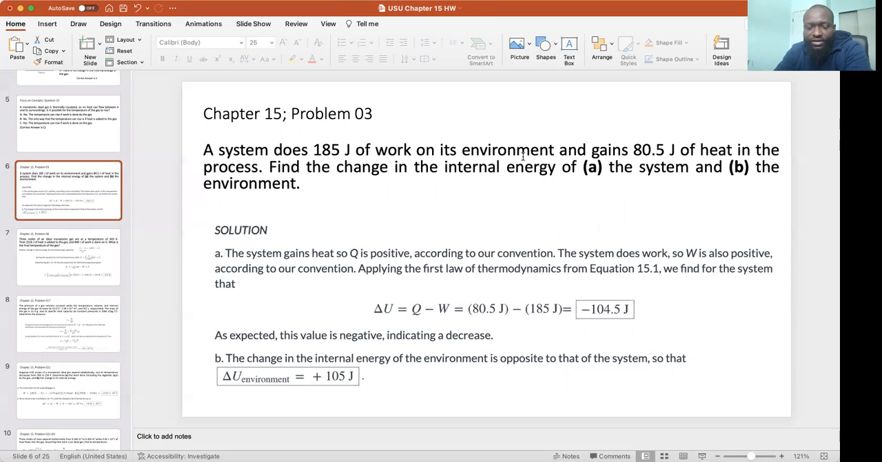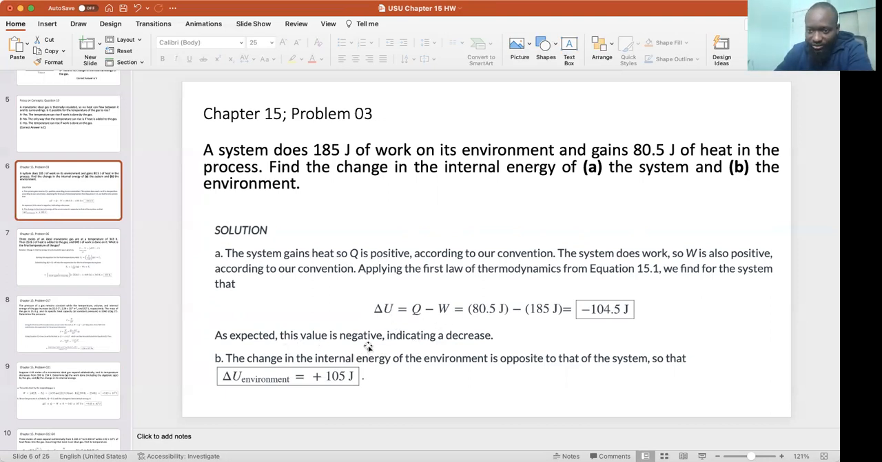Then chapter 15, problem 03 says a system does 185 joules of work on its environment and gains 80.5 joules of heat in the process. So we have our convention that Q is positive, the system does work, so W is also positive according to our convention. Applying the first law of thermodynamics, delta U is Q minus W. I'm going to have Q 80.5 joules minus W, 185, and you get minus 104.5 joules. So indicating a decrease. The system gains heat, so Q is positive, but we have a decrease in the internal energy.